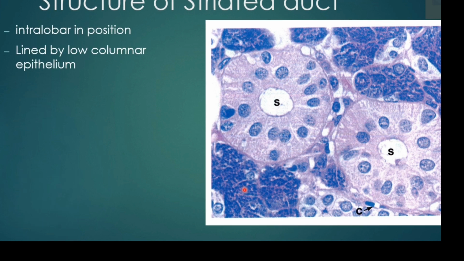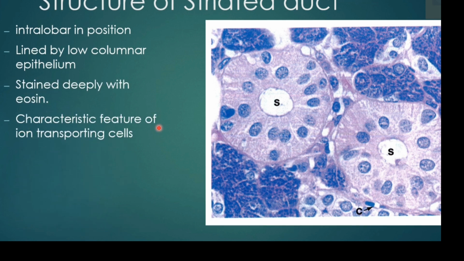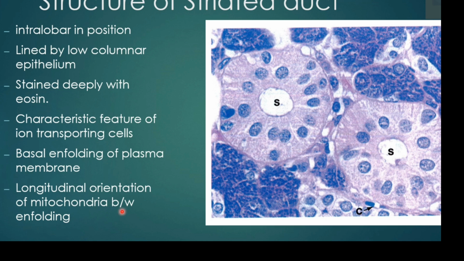So the striated duct is intralobular in position. It is lined by low columnar epithelium, stained deeply with eosin, and a characteristic feature of ion transporting cells, because it is present in the cells where secretions are modified. So basal infolding of the plasma membrane is the reason for the striations, also the longitudinal orientation of the mitochondria between the infoldings.